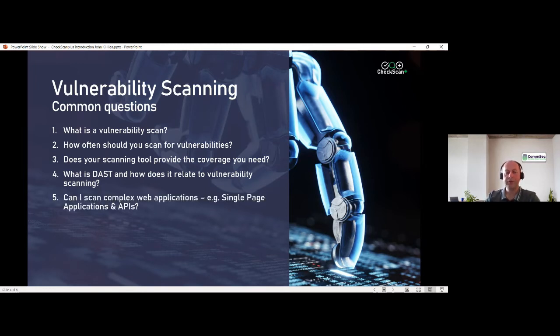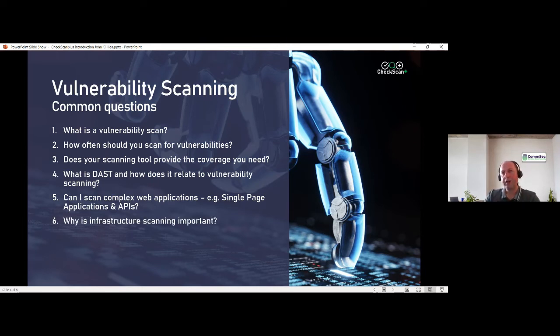I suppose, can vulnerability scanning be used to scan complex web applications such as single page applications and APIs? Yeah, but sometimes a different method is required to do discovery. I suppose you check with your scanning tool to see if it can do those kinds of applications.